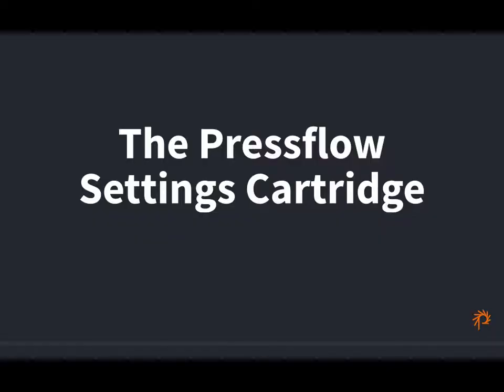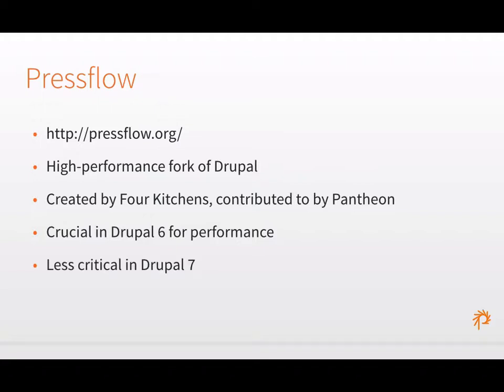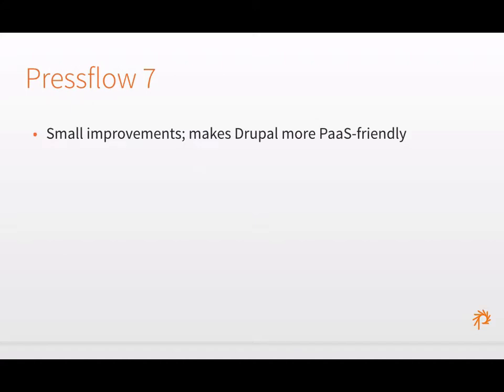So I made this other cartridge. It's not a language, it's not a technology, it's really just a little thing to work with the Pressflow settings. Pressflow is a high performance fork of Drupal. It was created by Four Kitchens, contributed to by the Pantheon folks now. In D6, you really had to run it if you had a big website. There were some things that Core was just very bad at. It's not nearly as important in Drupal 7. In fact, the list of patches is pretty small in terms of what's different on Pressflow 7 versus Drupal 7. But the things that are in Pressflow 7 make Drupal more platform as a service friendly.